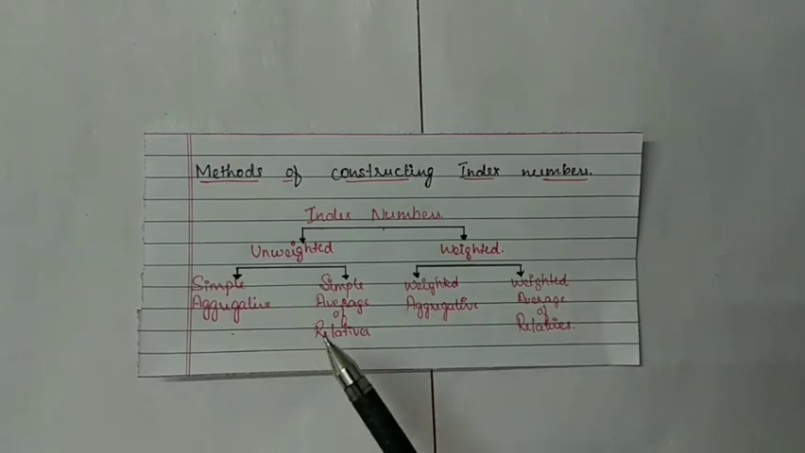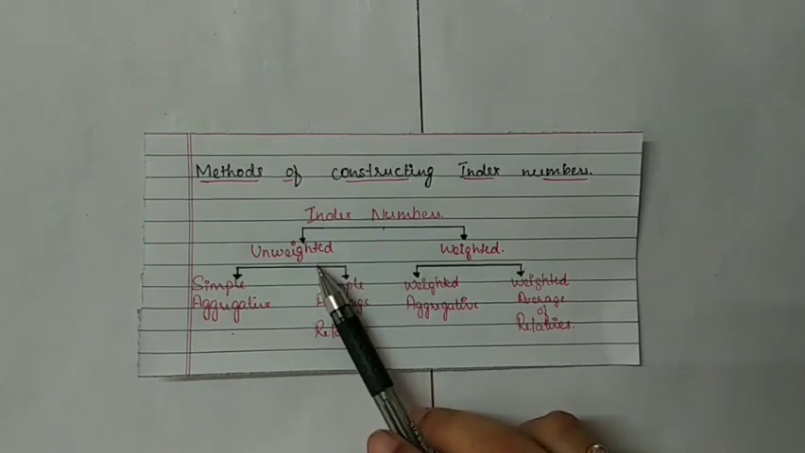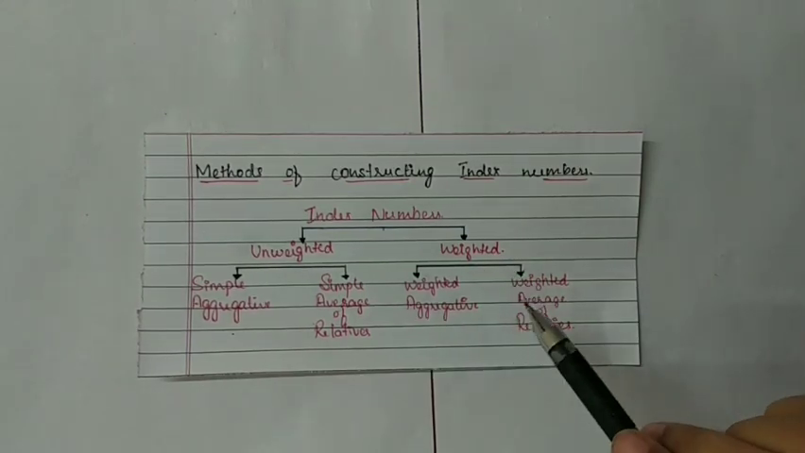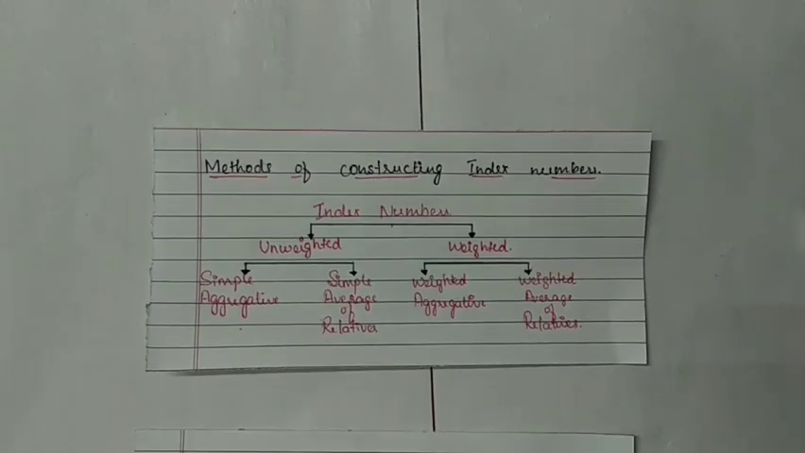number. So in simple or unweighted index numbers, each item is supposed to have equal importance. But when it comes to weighted index numbers, weights are assigned to various items in accordance with their relative importance. This is applicable to all three types of index numbers: price, quantity or value.